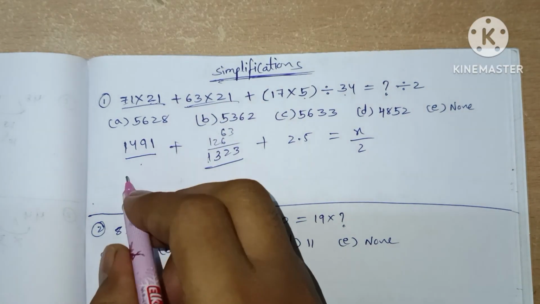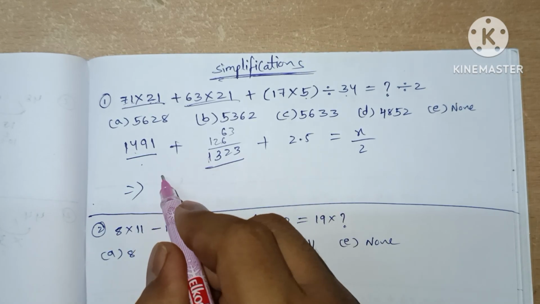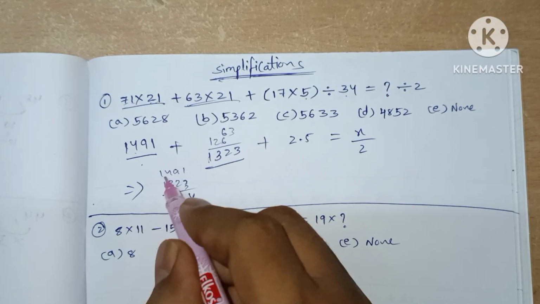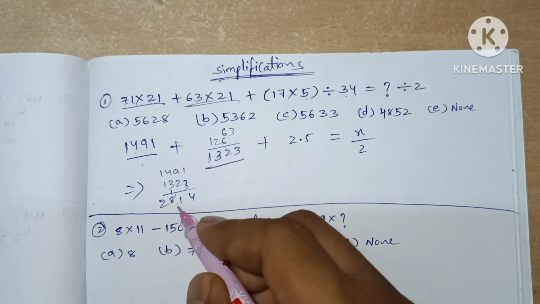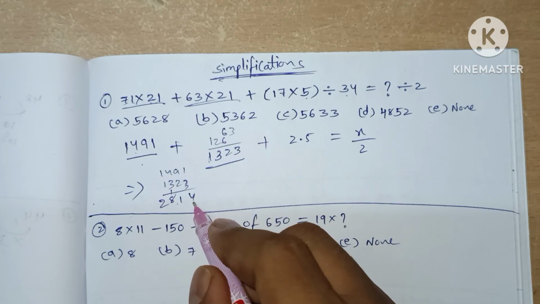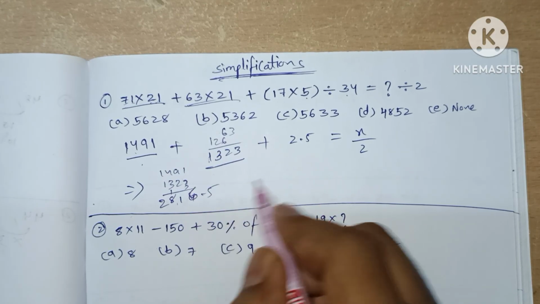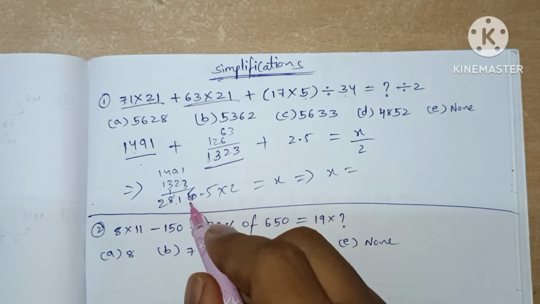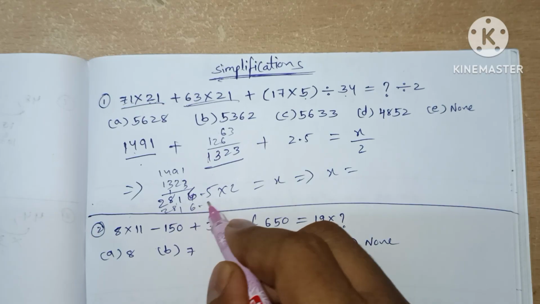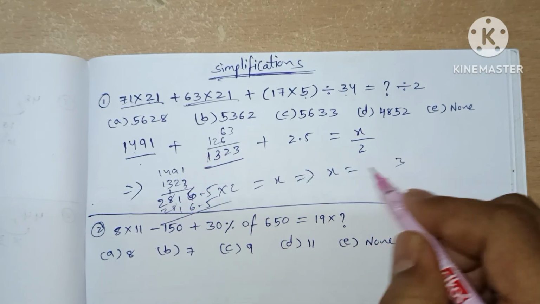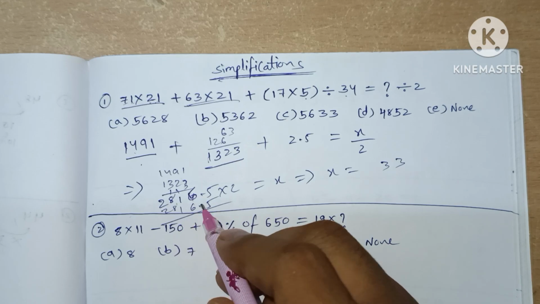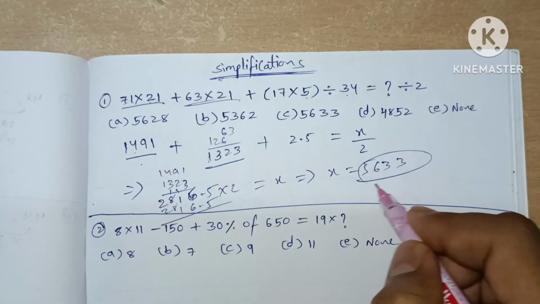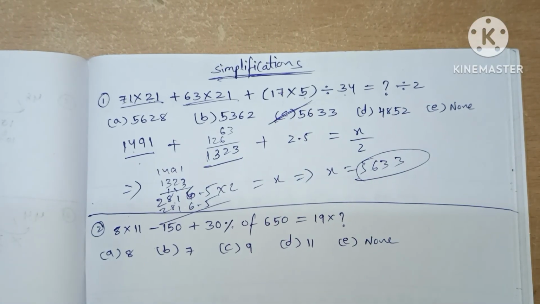Okay, next, sum of these are 1491 plus 1323, which will be 2814. Plus 2.5, so 6.5 into 2. So x value will be 2816.5. This will be 5633. So the answer will be 5633. Option C is our answer.